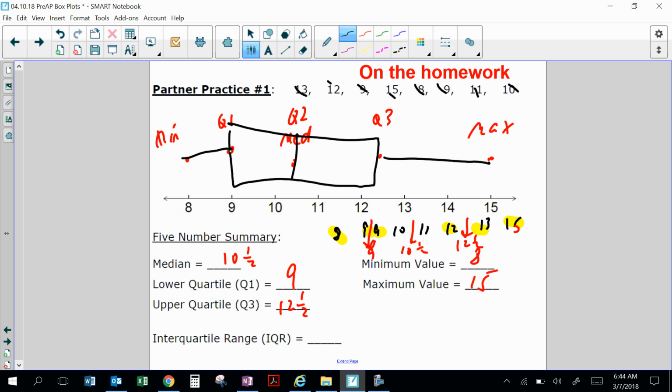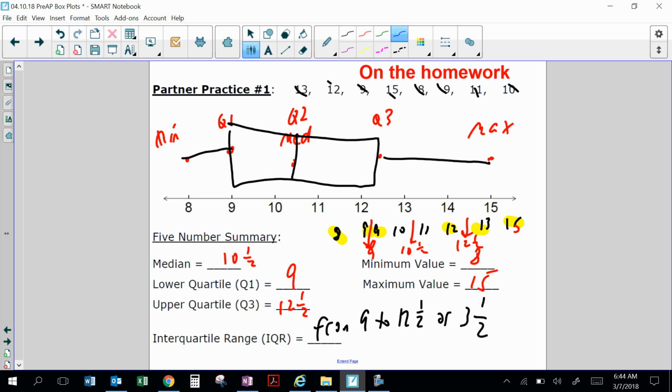So what is the interquartile range? The quartile ranges from 9 to 12 and a half. So how far is it from 9 to 12? 10, 11, 12, it's 3 and a half spaces away. 1, 2, 3 and a half.